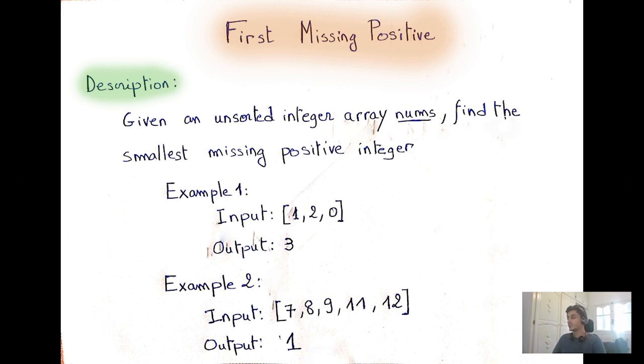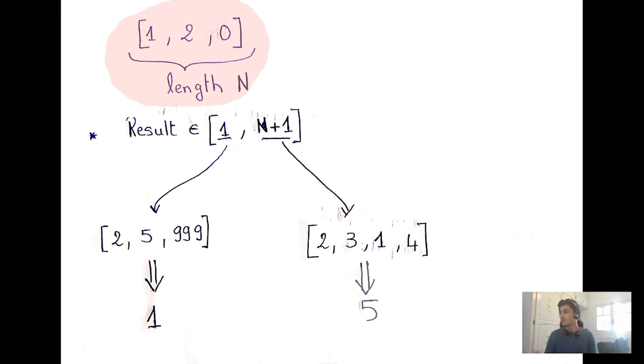Okay, so let's think, how can we solve this problem? One important thing to notice is that we have at most n elements. It's the length of the array. So the result will be between 1 and n plus 1, as n is the length of the array.